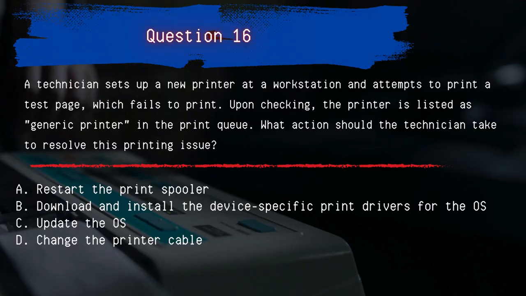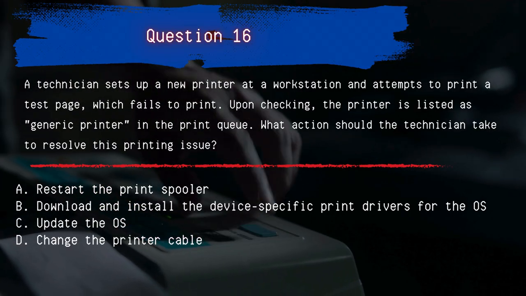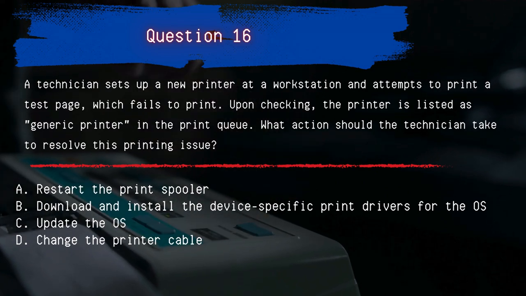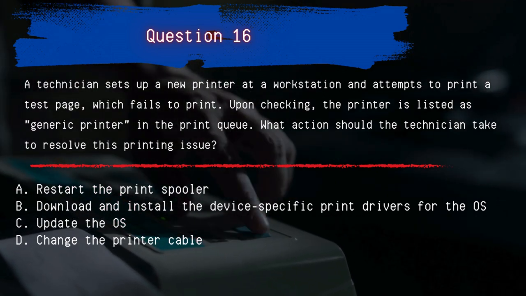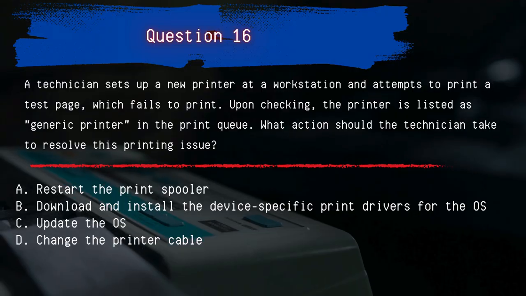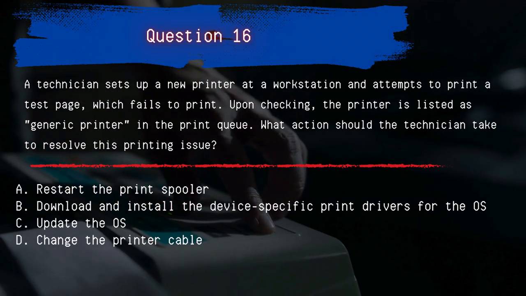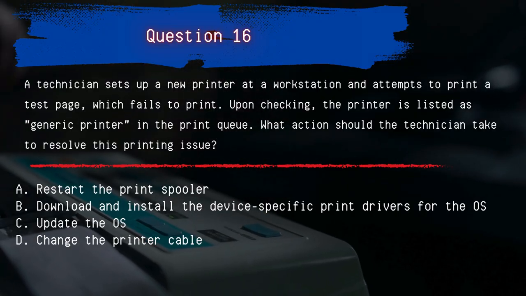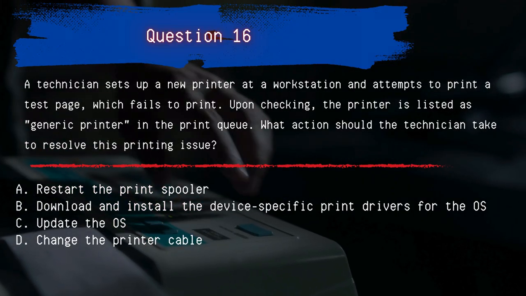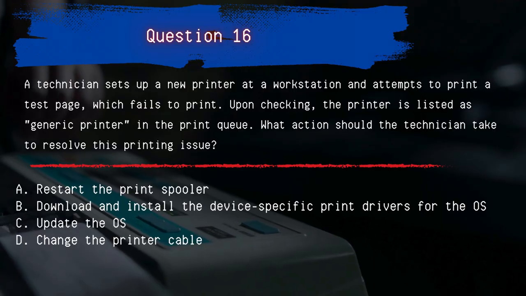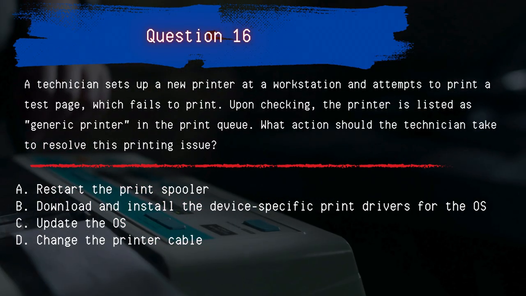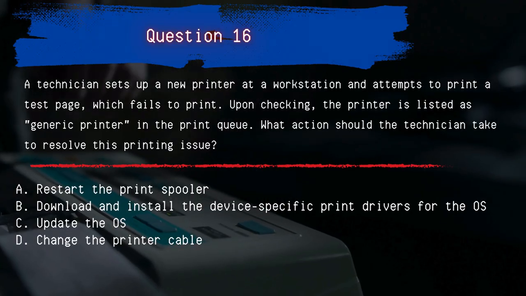Question 16. A technician sets up a new printer at a workstation and attempts to print a test page, which fails to print. Upon checking, the printer is listed as generic printer in the print queue. What action should the technician take to resolve the printing issue? A. Restart the print spooler. B. Download and install the device-specific print driver for the OS. C. Update the OS. Or D. Change the printer cable.